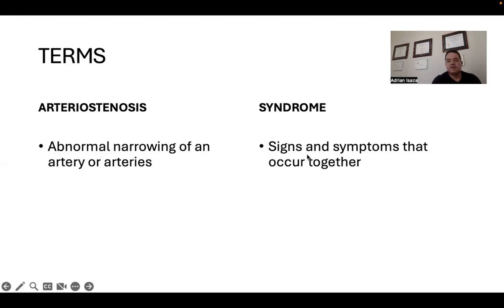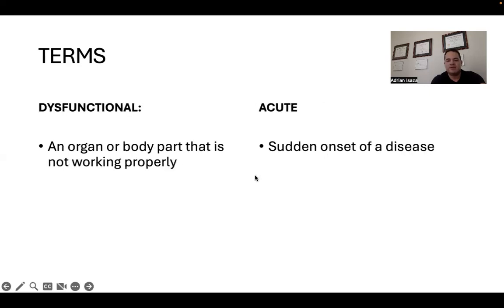All right. Syndrome: signs and symptoms that occur together. That's a common word in medicine. So arteriostenosis is the abnormal narrowing of the artery, and syndrome is the signs and symptoms that occur together.